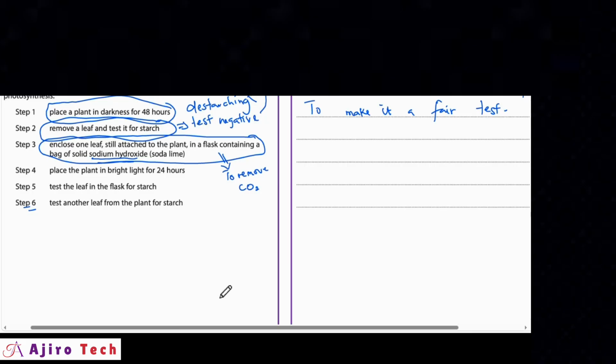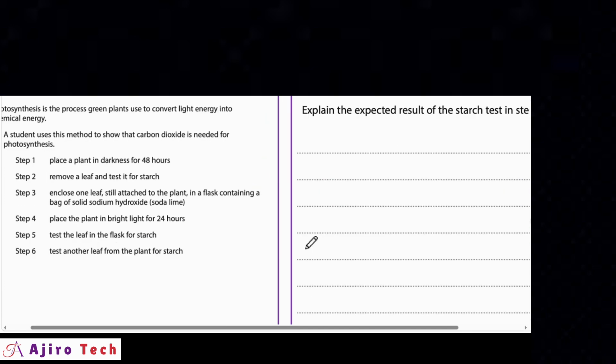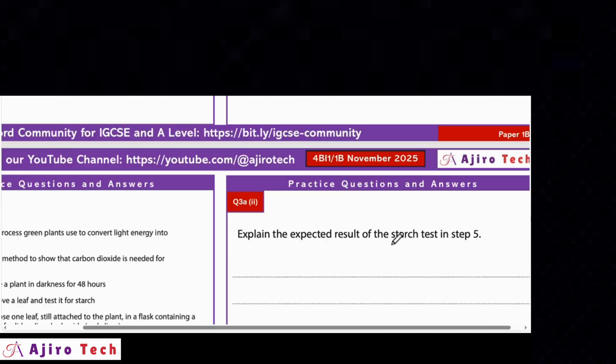And that is the reason why in most of these investigations they will say apply grease or Vaseline around the rubber band, so that the grease or the Vaseline completely prevents the infiltration of air into the flask that contains the sodium hydroxide. So it is either the sodium hydroxide is no longer potent, has expired, or the flask is leaking. You understand? So if the leaf in that flask tests positive, what we are expecting is negative, and that is what we write.